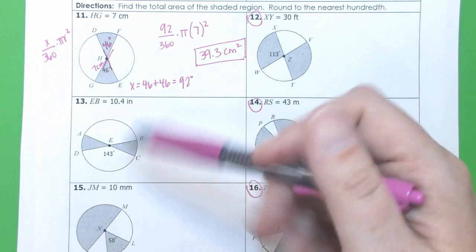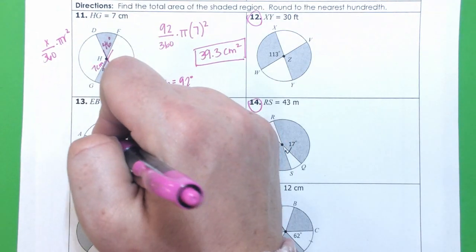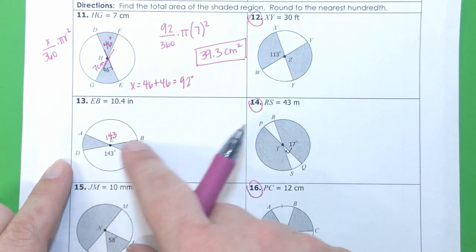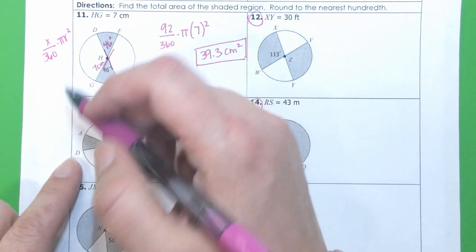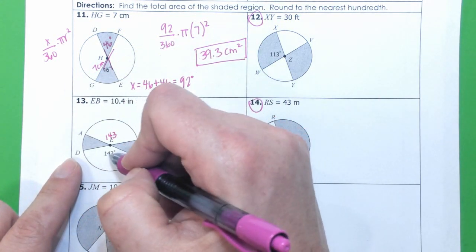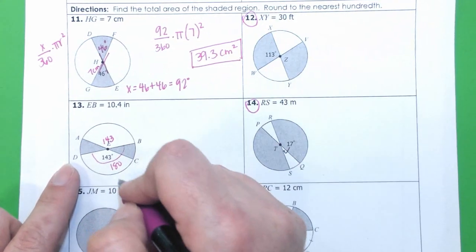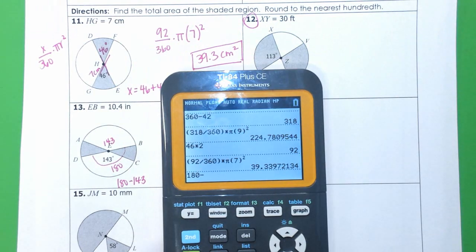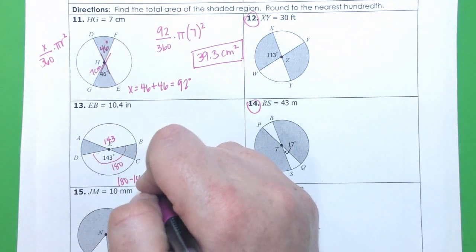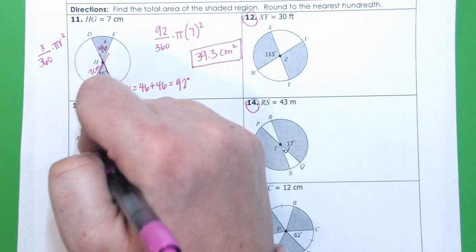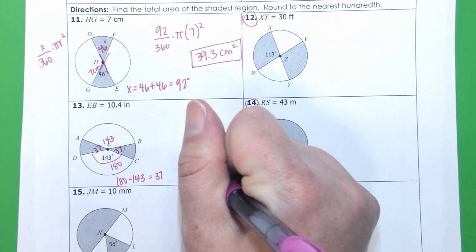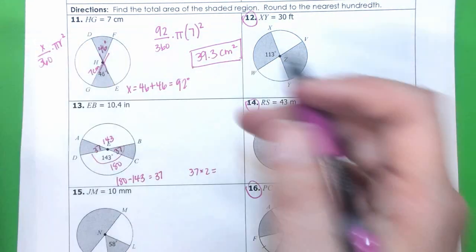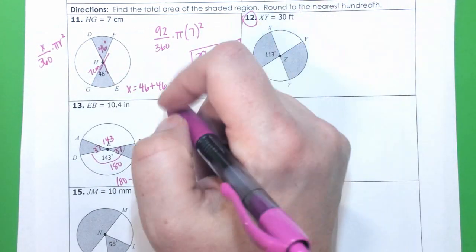Okay, very similar here on number 13, except both of these are going to be 143. Now you know that this is the diameter. It goes through the center of a circle. So since that's the diameter, all of this together is going to equal 180 degrees. So you'll have to do 180 minus 143. I get 37. So that means that each of these arcs is 37. Then you'll do 37 times 2. 74 degrees is my x.